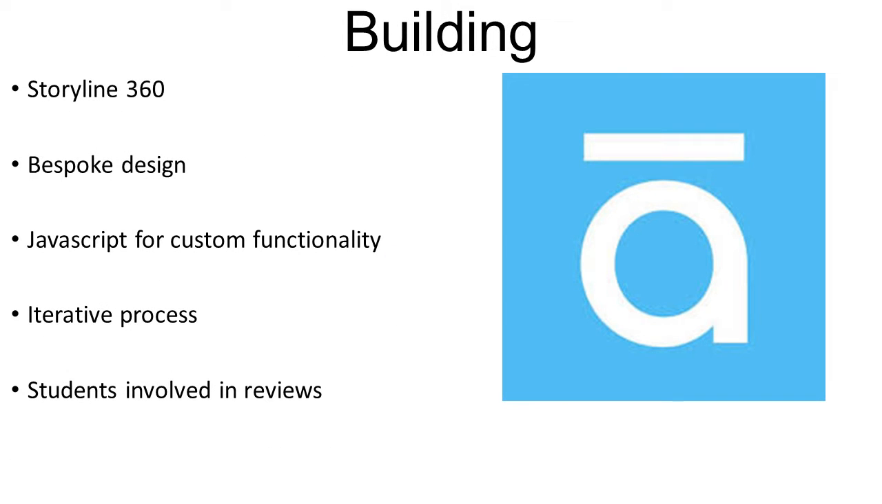Articulate Storyline was chosen as a development tool due to the amount of flexibility it allowed for design as well as the functionality it has. For example, drag and drop and hotspot interactions. It also allowed for JavaScript to be added to calculate a custom score which would write back to Canvas, as well as add countdown timers to replicate real-world experiences.